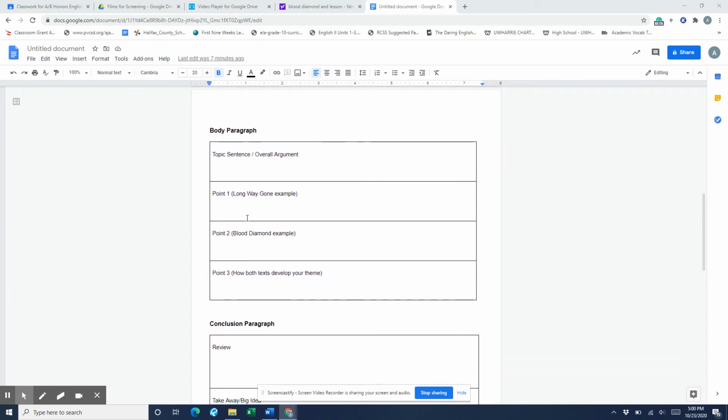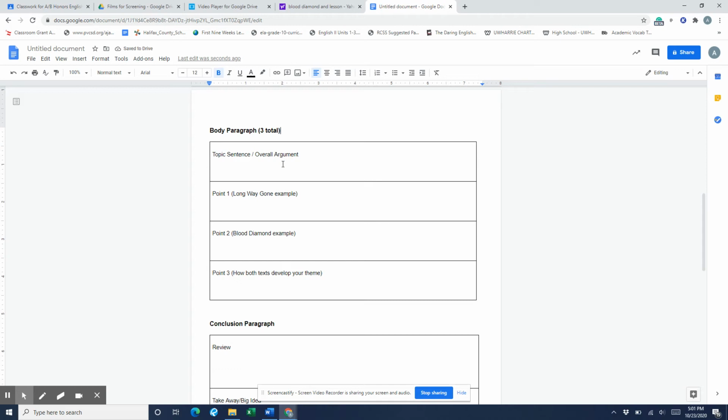Okay, for your body paragraphs, I want you to have 3 body paragraphs, okay? I'm going to put it on here. You're going to have 3 body paragraphs. And for each of the body paragraphs, I want you to do the following.